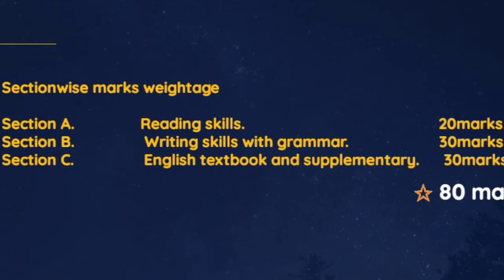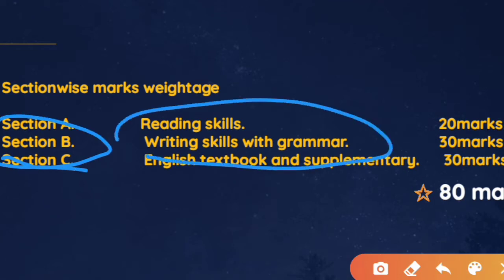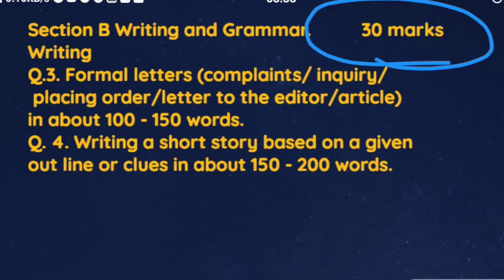So in this video we will see the topics, the syllabus or chapters which will be included in Section B, that is writing skills with grammar. Section B, writing and grammar, carrying 30 marks, will begin from question number 3: formal letters including complaints, inquiry, placing order, letter to the editor, article in about 100 to 150 words. This is the word limit and it carries 8 marks.